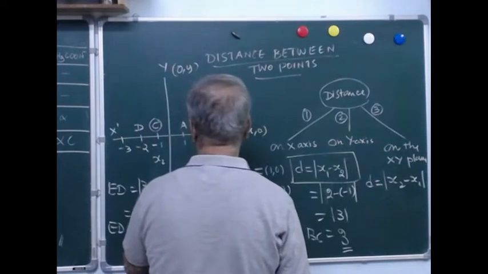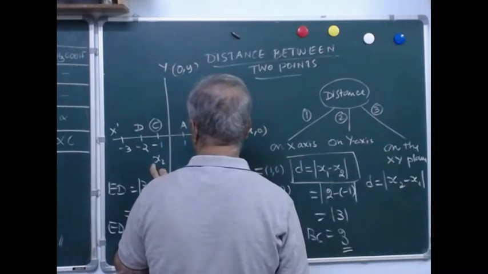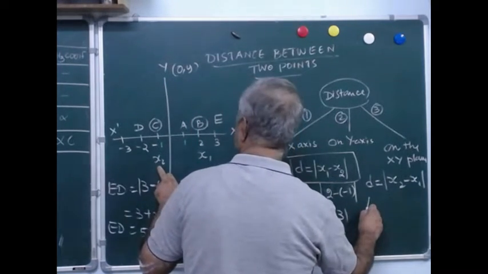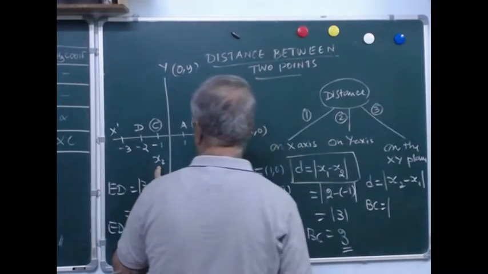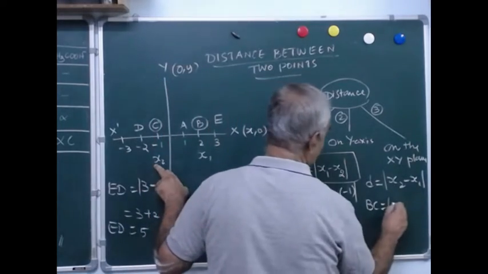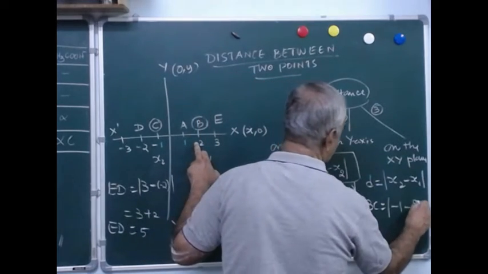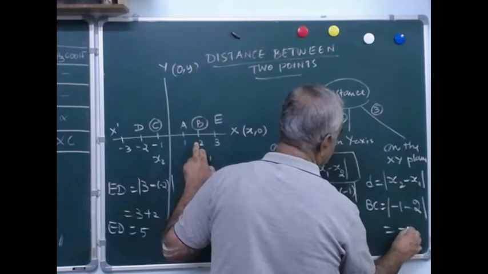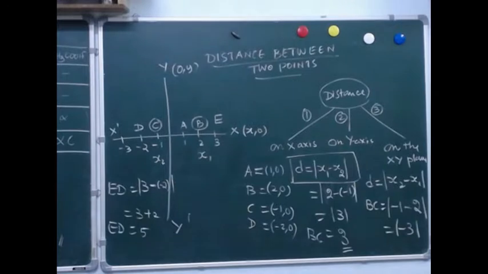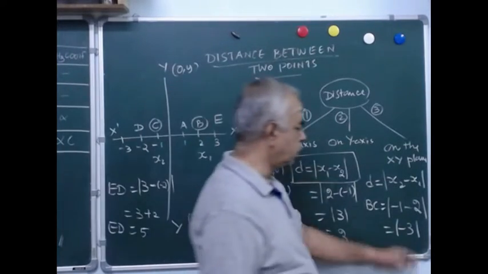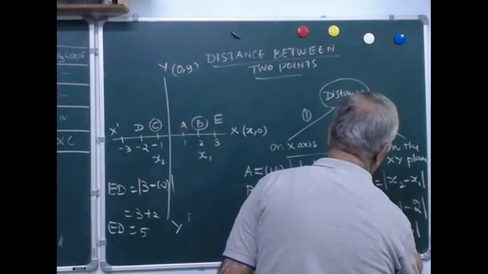Now what is x2 here? This is minus 1. I am talking about BC now, is it not? We want to calculate BC. So x2 in BC is minus 1, minus, and what about B? That is 2. So in that case, the result is obtained as a negative value. But we have to convert this into a positive one. That is why we have put the absolute value, that is the modulus. So we are able to get BC is equal to 3.